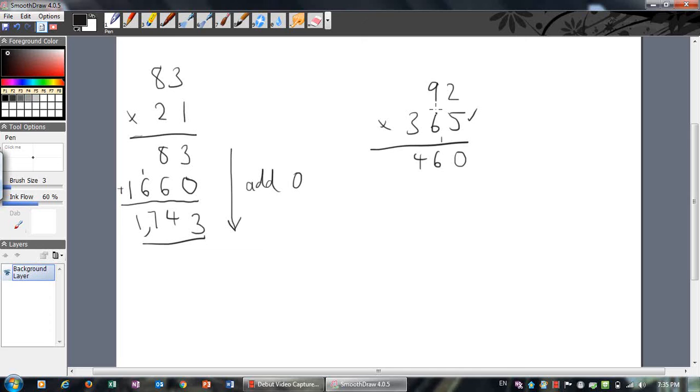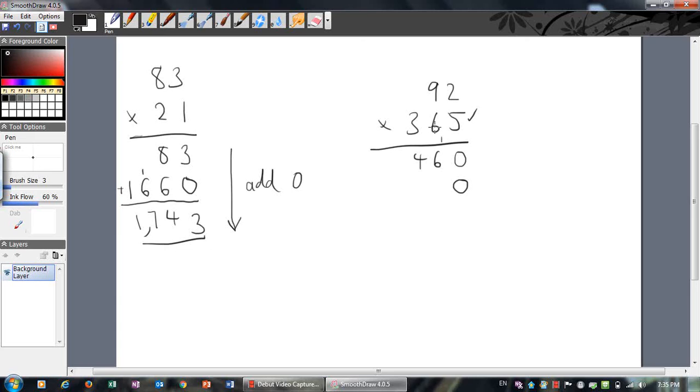Okay, so we've done that. Let's go to this 6 now. Now we're going to multiply 92 by 6, but it's not 6, is it? It's 60. So because it's the second row down, we put a 0 here. Don't get fooled by this 0, that came about because 2 times 5. Okay, let's do it. Let's multiply by 6.